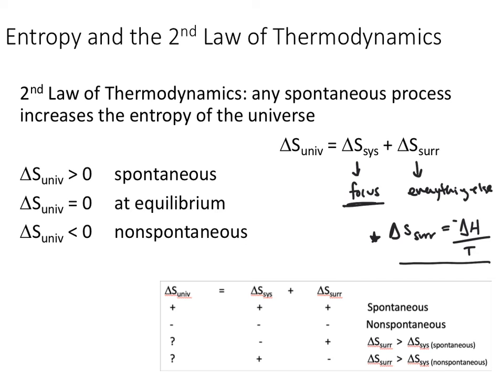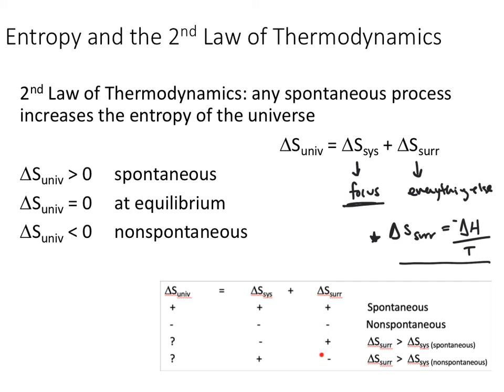Okay, now, analyzing spontaneous processes from this perspective of the universe's change in entropy. If the change in entropy is positive, we're spontaneous. If it equals 0, obviously we're at equilibrium. And if delta S of the universe is negative or less than 0, it's non-spontaneous. Okay, so depending on the relative values of our system and surroundings, if we have two positive values, our universe change will be positive, so we'll have a spontaneous process. If they're both negative, they're non-spontaneous.